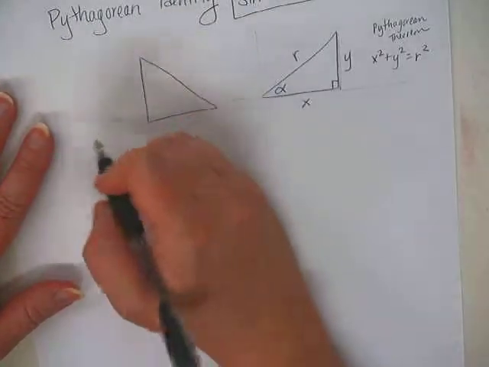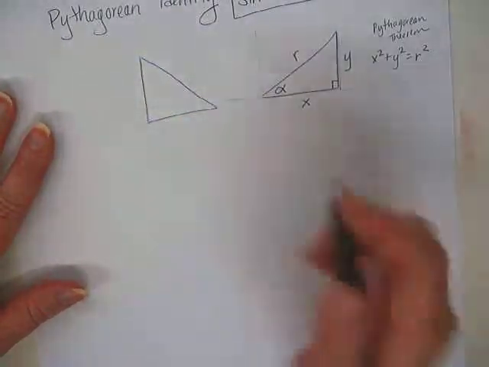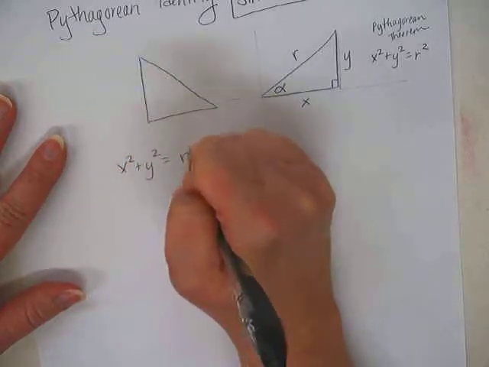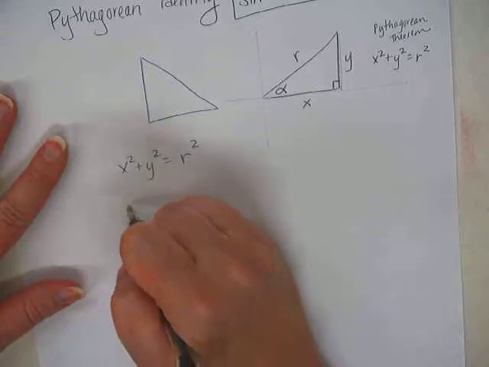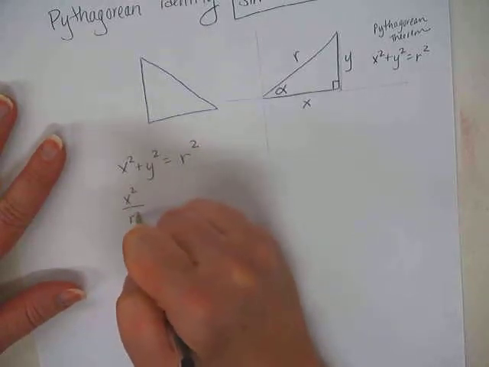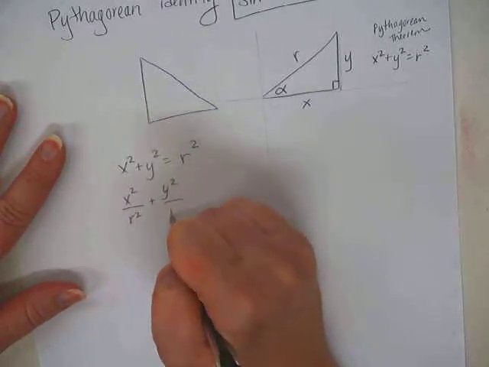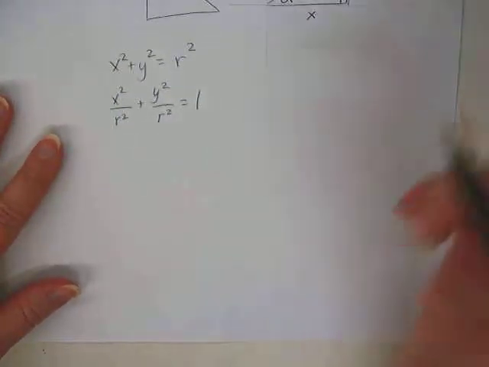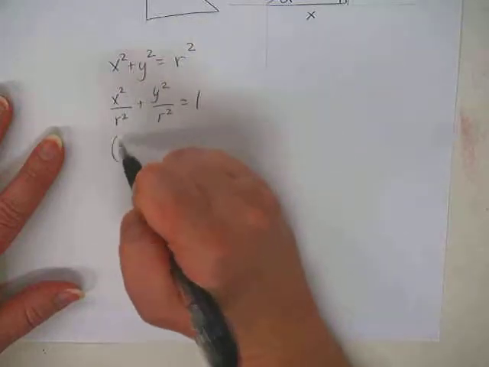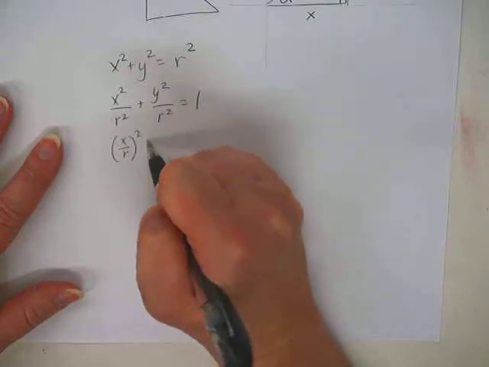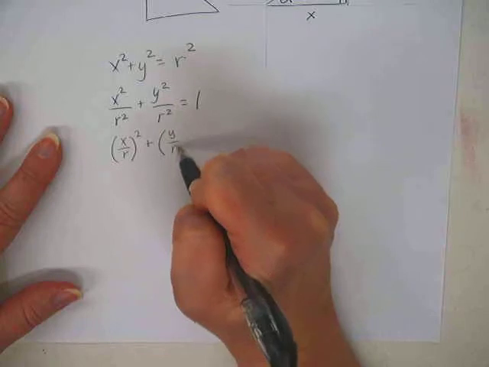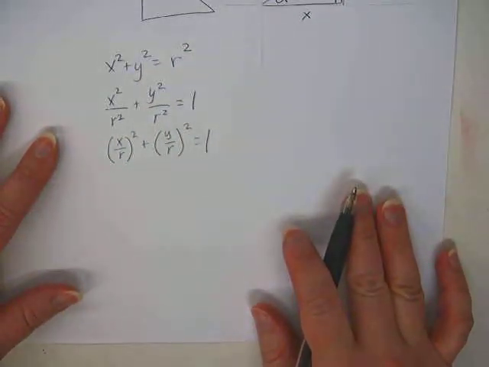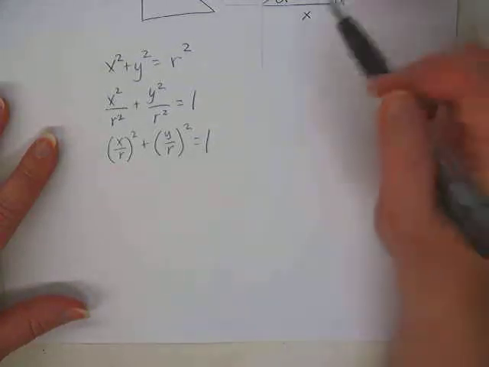Okay. So if I was doing this more as an official proof, I would probably do it in 2 columns. So you would start with something like x squared plus y squared equals r squared. And then you would divide both sides by r squared, so you have x squared over r squared plus y squared over r squared equals 1. Correct? And then you can rewrite this as (x over r) squared, and you can rewrite this as (y over r) squared. Yes?